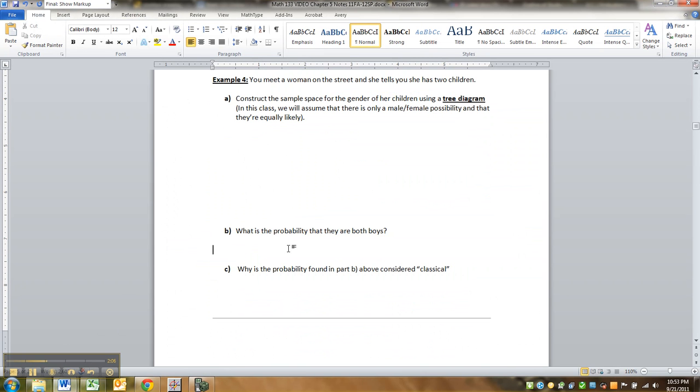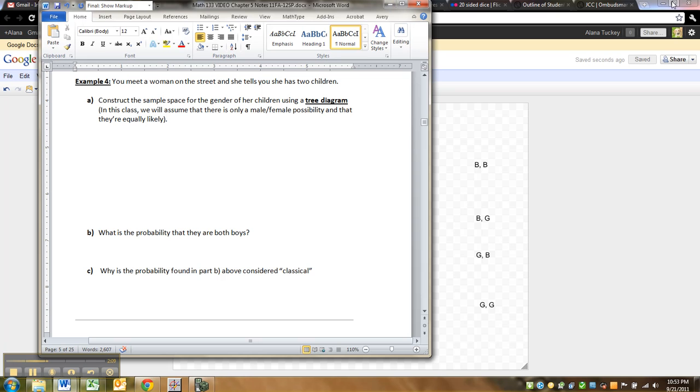Okay, so then what is the probability that they are both boys? Well, let's look here. BB was this option up here out of 1, 2, 3, 4 possibilities. So the chances they're both boys is 1 out of 4, which is 0.25 or 25%.